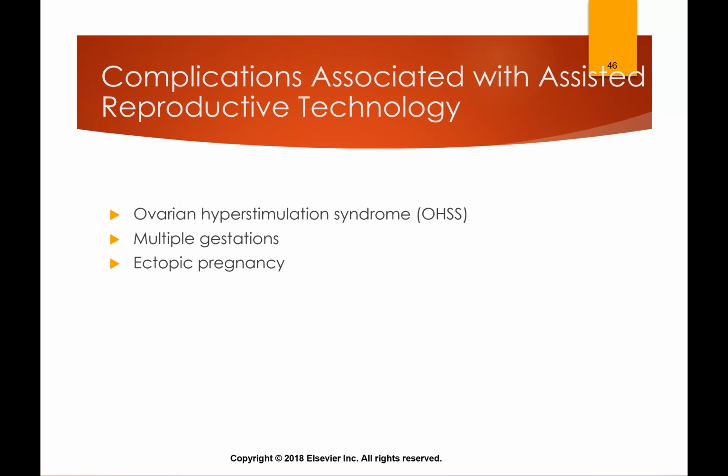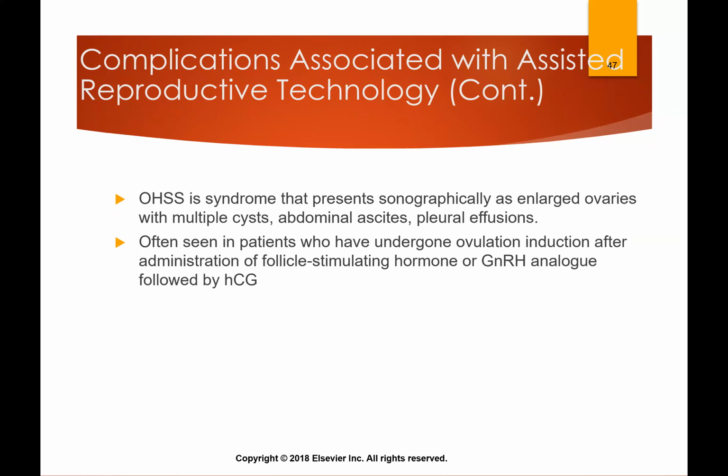So there's some complications that are associated with assisted reproductive technology. One of them is ovarian hyperstimulation syndrome, where they've hyperstimulated your ovaries too much. You ovulate, and there's a fluid imbalance, and a patient can get pretty sick from those. Sometimes they have to go in the hospital. One of the other complications is multiple gestations and ectopic pregnancy.